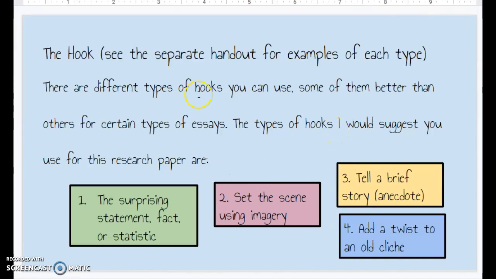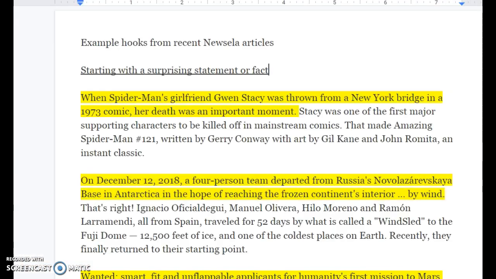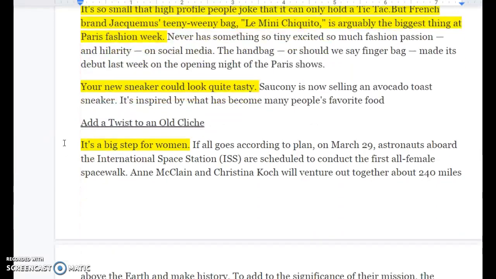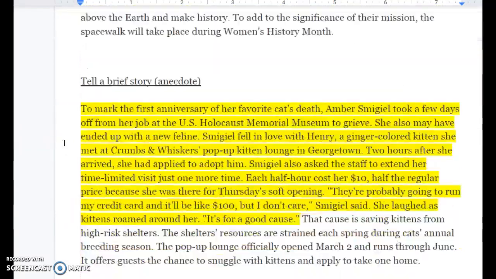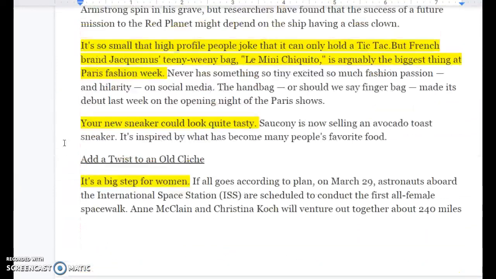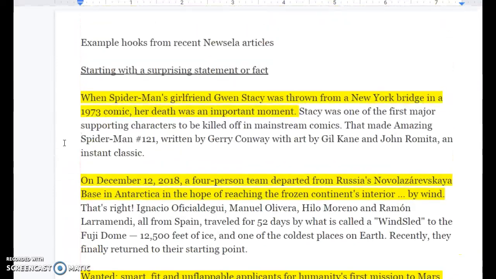Now, I have examples for all of these types in the separate document that you'll find on Canvas, called Example Newsela Hooks. So I looked at some of the most recent Newsela articles, and I found some examples that will help you out here and just give you some ideas.